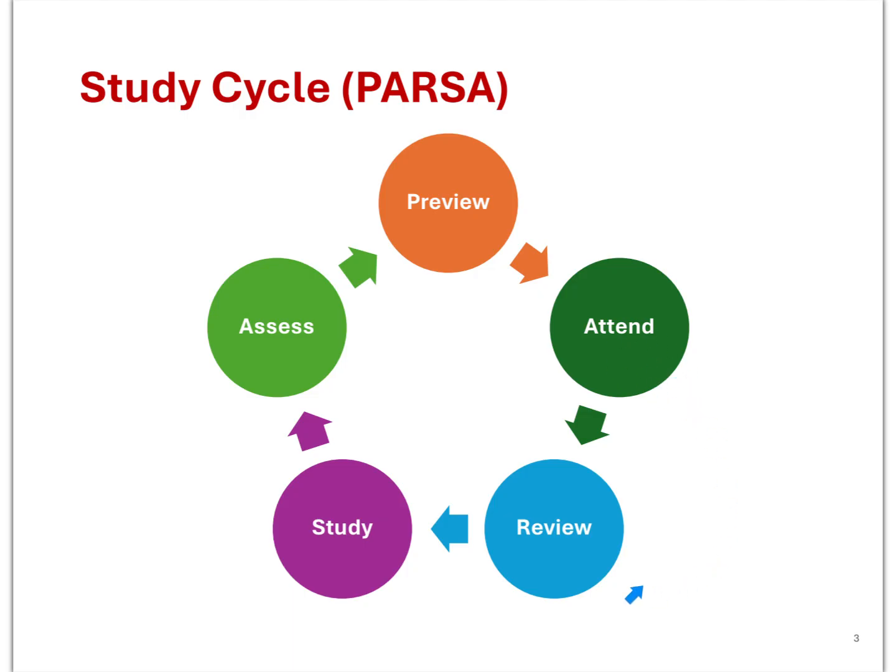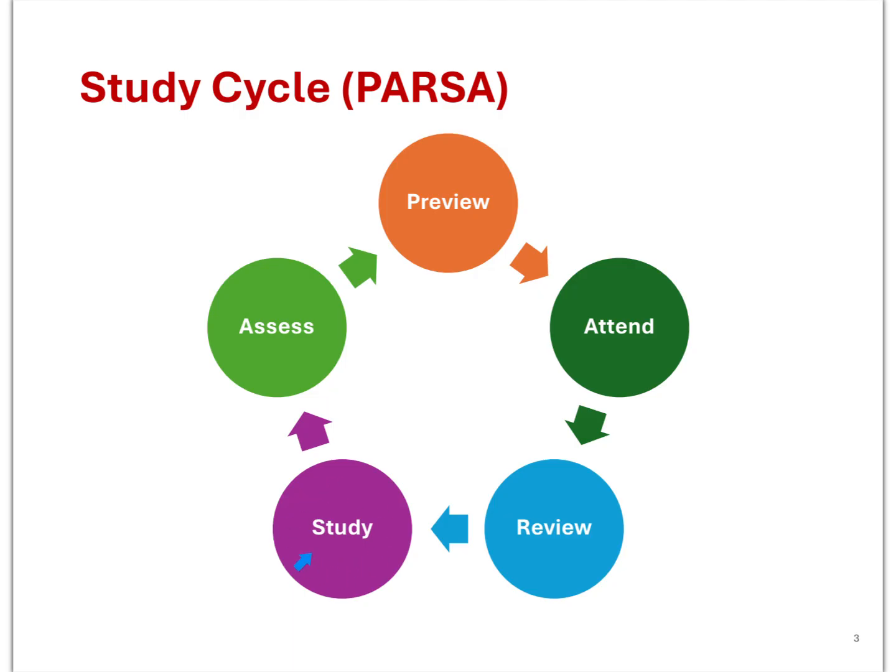And then after you have learned this subject, you are going to review the content that you learned in that class. And by reviewing, it's not just reading the textbook one more time. It's more important to go through your own notes to see what you have understood about this topic. And then after that, you are going to use the study time to study for it.